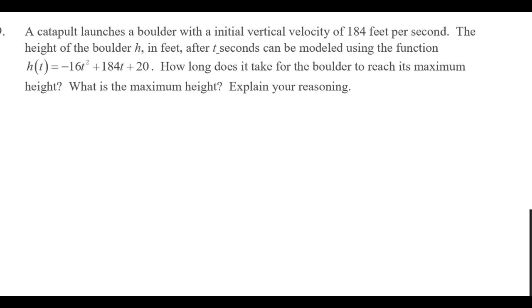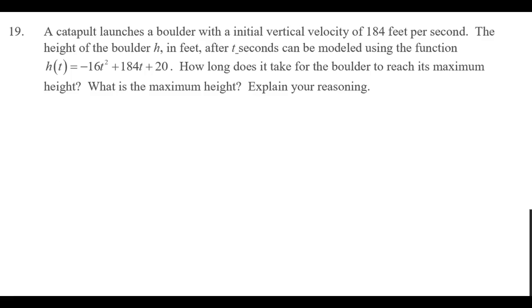The question on page 97 shows a catapult launching a boulder with an initial velocity of 184 feet per second. The height of the boulder, h, in feet after t seconds, can be modeled using the function h of t equals negative 16t squared plus 184t plus 20. How long does it take for the boulder to reach its maximum height? What is the maximum height? And they're asking us to explain your reasoning.